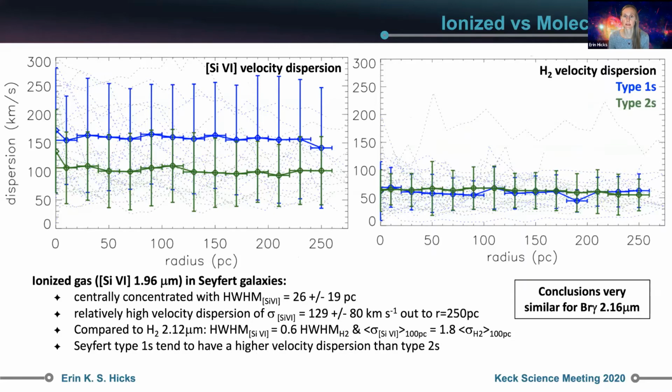What we see is that the Seyfert 1s tend to be a little higher in velocity dispersion of the silicon-6 line than what we see in the Seyfert 2s. And again, the fact that the dispersion is higher suggests that this ionized gas is involved in an outflow, whereas we see the molecular hydrogen is primarily dominated by disk rotation.